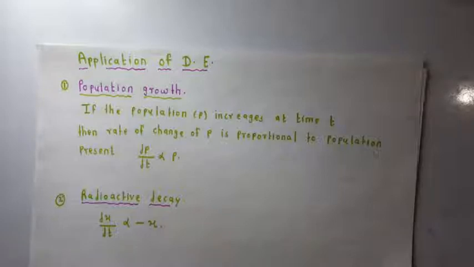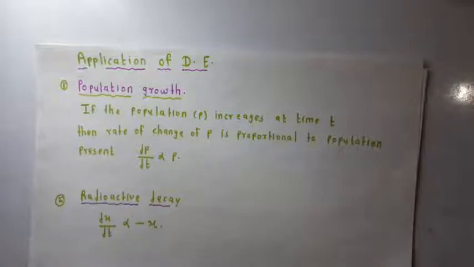So where do we use differential equations? The first is when we have to calculate population growth. Population growth means either calculating the population or calculating the growth of bacteria in biology. There also we use the application of differential equations. So that is the first application.